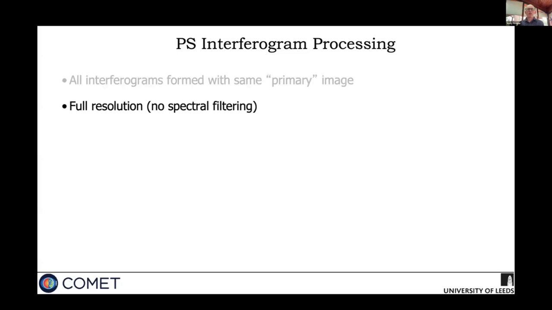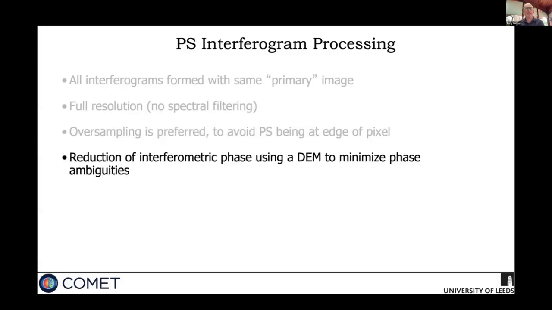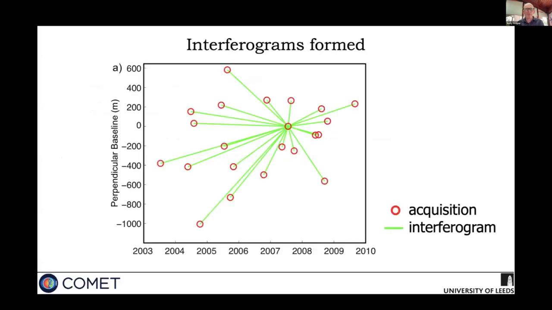Okay, so it's a sort of single primary approach. We do this at full resolution. Yeah, in fact, you might even go more than full resolution using oversampling. This isn't always done, but it can help because it means you're more likely to get your PS in the center of the resolution cell. And then we reduce the phase as much as we can. So typically that, of course, involves correcting for topography, mostly.